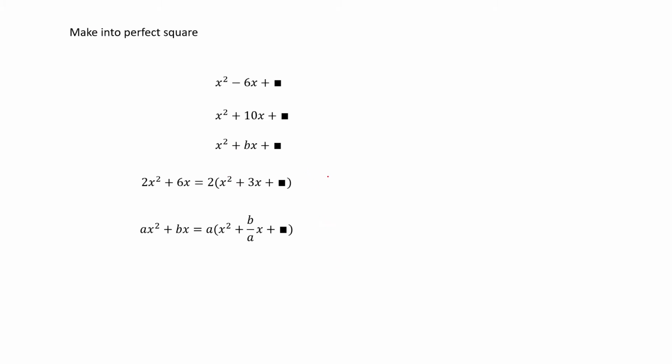So completing the square is something that needs practice. So let's do some practice here. First, we have to add a number to make this one a perfect square. So we know that x minus 3 squared is x squared minus 6x plus 9. So here we have to add a 9 to make the perfect square. The second one, we know that x plus 5 squared is x squared plus 10x plus 25. So we plus a 25 here.